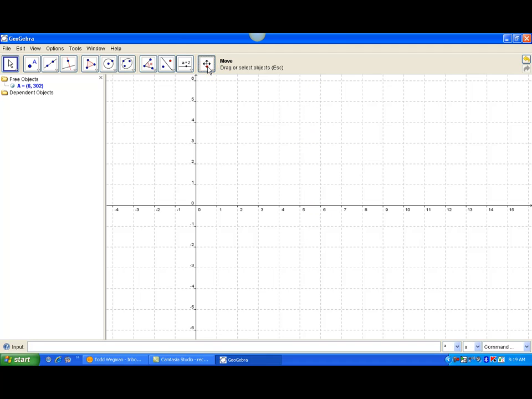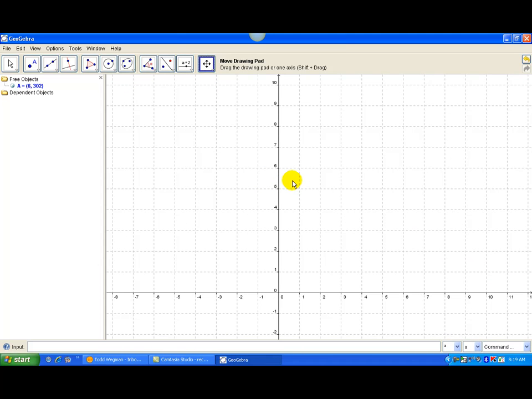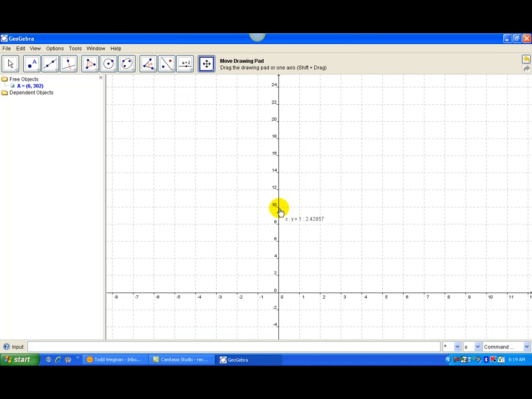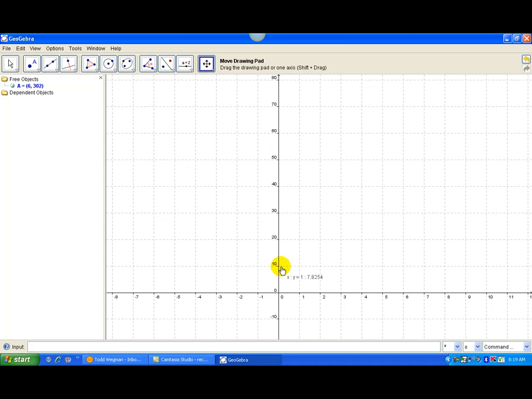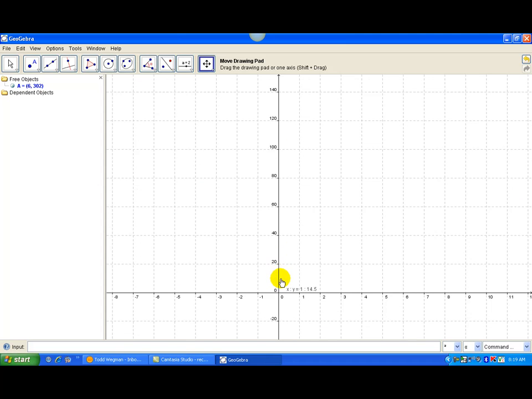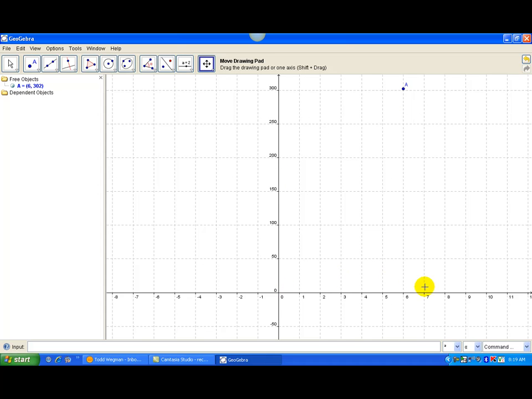So I'm going to click on this tool right here. I can now move my graph around, and then I'm going to click on the y-axis. With my left mouse key held in, I can drag it down and change my scale. I want to have it so that 300 appears. Right about there is a good display.